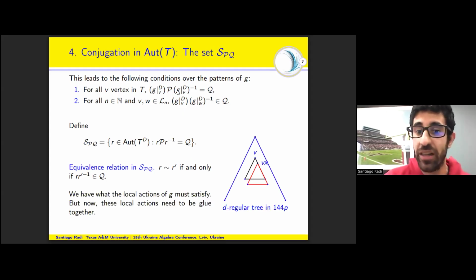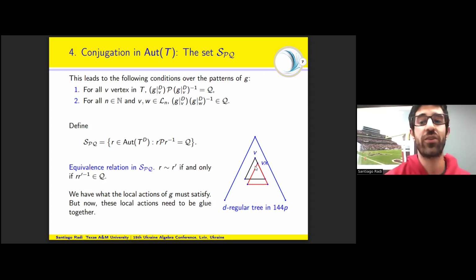Because we can have the local actions satisfying this, but then we need to glue them together in order to generate an element G that acts in the whole tree. So you can see the picture here. Here we can have a local action below V, and then we can have a local action below a child of V, and they overlap, and the actions that overlap have to match. And in the two conditions we have so far, we didn't impose that.